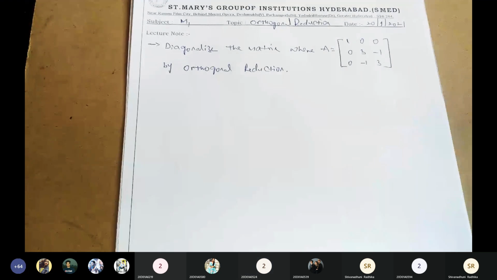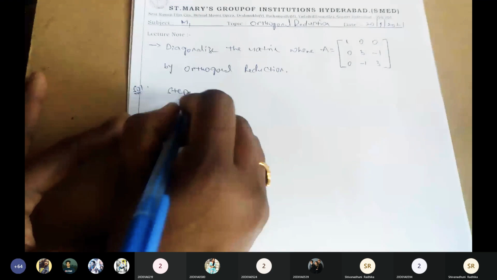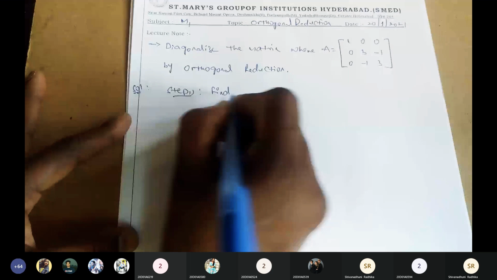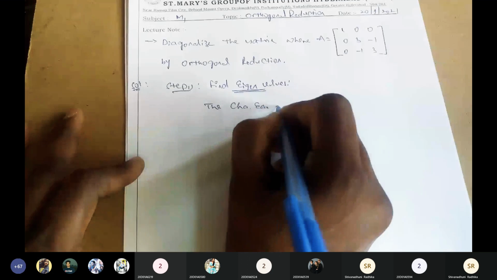Step 1. Solution we need to write. Here I'm going to write. First of all, find the eigenvalues. That is the first step in the given diagonalization. Then we need to write the characteristic equation. The characteristic equation is det of A minus lambda I equals 0.